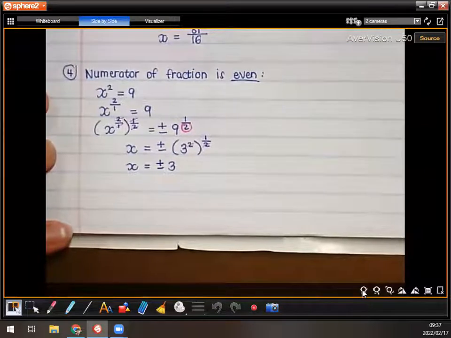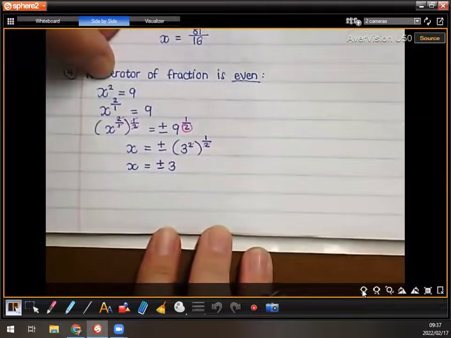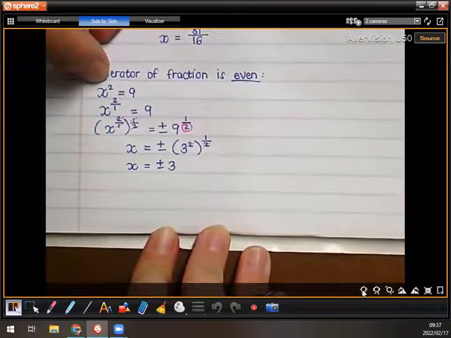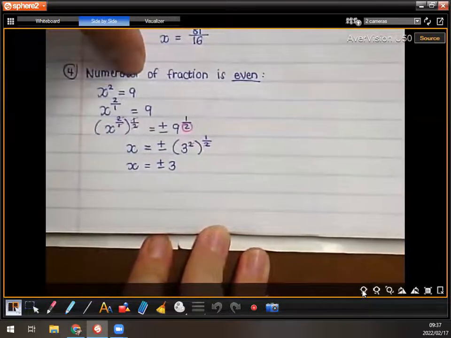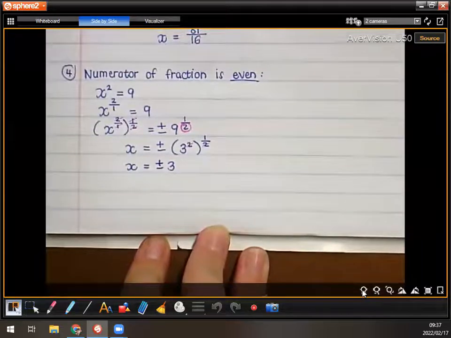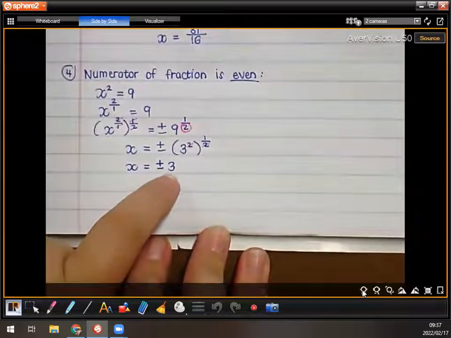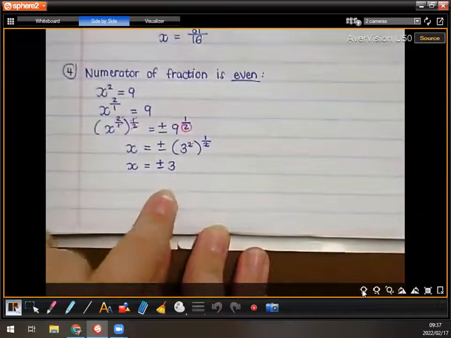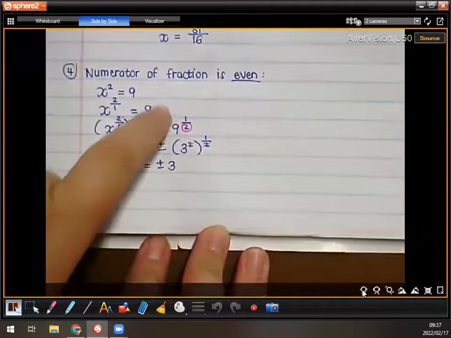And guys, isn't that true? Because what is this equation saying? This equation is saying whatever your x value is, when you square it, you get positive 9. What's 3 squared? 9. What's negative 3 squared? Also 9. Right? So because you're squaring it, you actually are going to have 2 answers for x. Okay? But you need to remember that, guys.